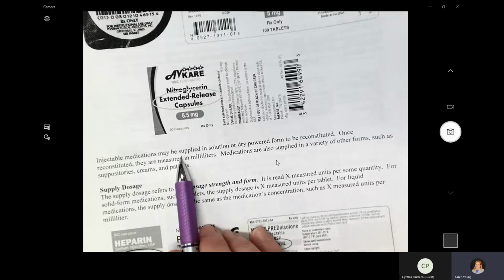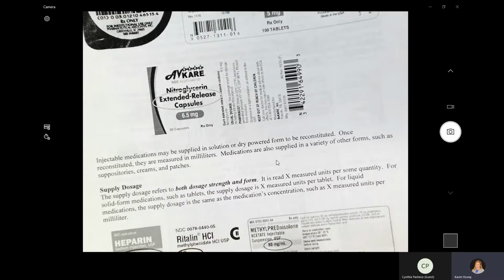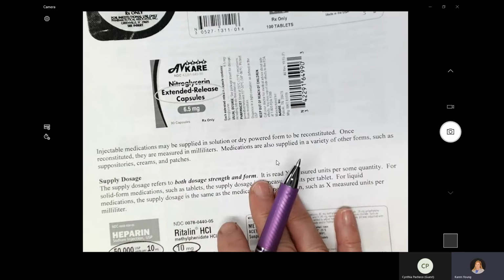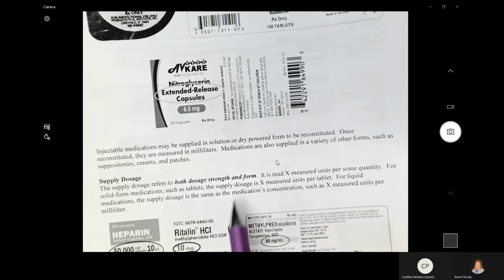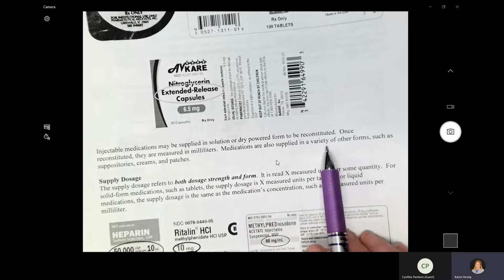Injectable medications may be supplied with a solution or dry powder to be reconstituted. If you've got a medicine that has to be reconstituted and it comes in a dry powder, when you're asked the form, you can put a powder to be reconstituted, or you can put reconstituted into liquid or something. Other forms such as suppository creams and patches.